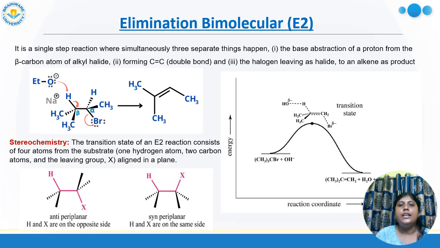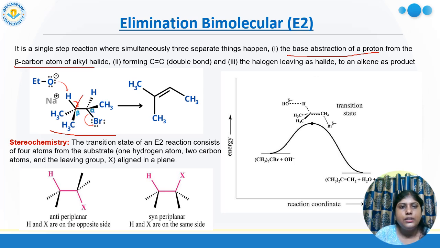Next reaction is elimination bimolecular or E2. It is a single step reaction where simultaneously three separate things happen. This is the alkyl halide. And first thing is the base abstraction of proton from the beta carbon atom. So the carbon attached with the leaving group is known as number 1 carbon or alpha carbon, and the side carbon is known as beta carbon. So this is our beta carbon.